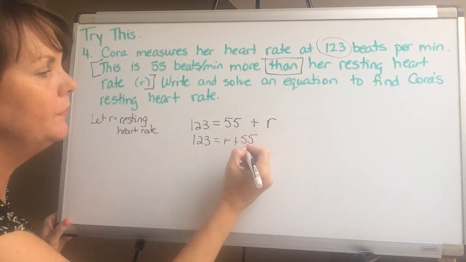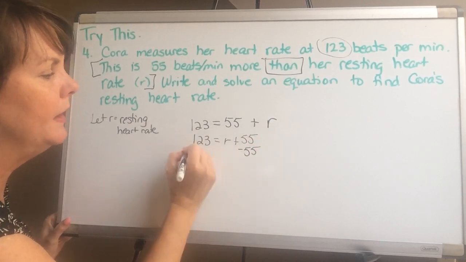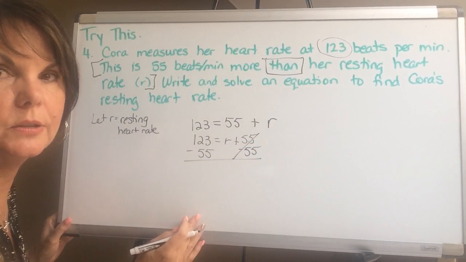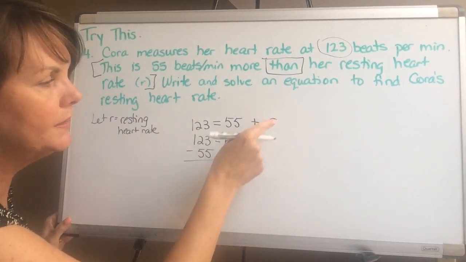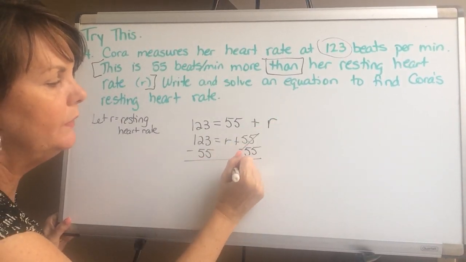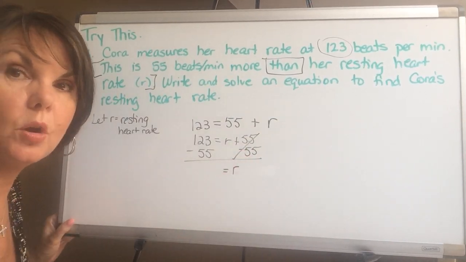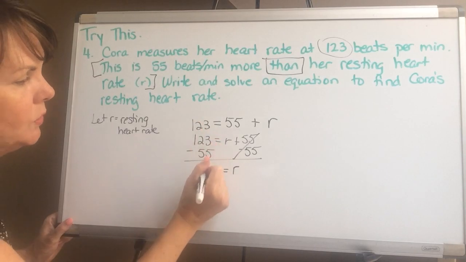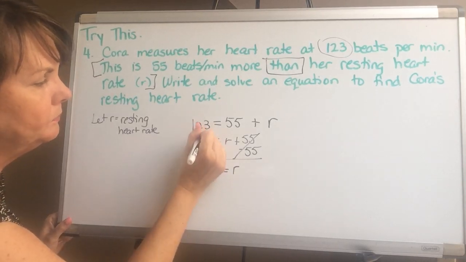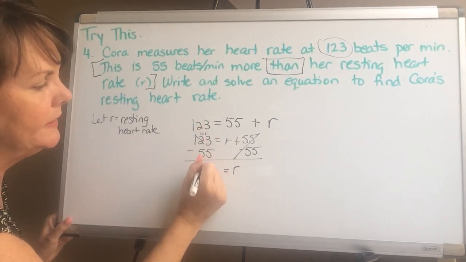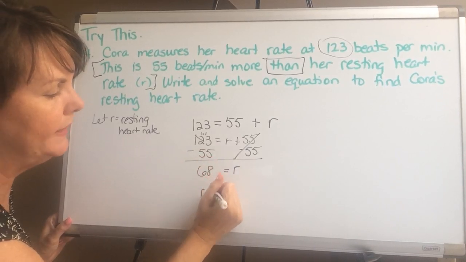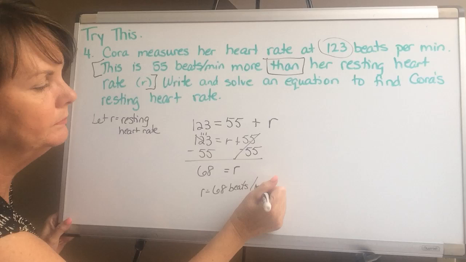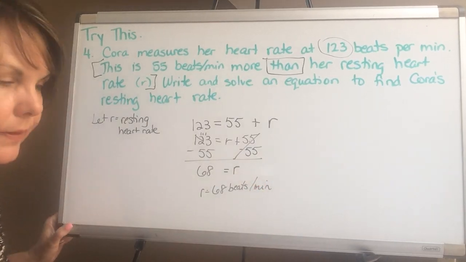The inverse of a positive 55 is a negative 55, and you do that to both sides and show me that it cancels. This line all the way across, this line going through, leaving you with the variable. Remember, that was our goal, to isolate the variable, and that leaves you with 123 minus 55 is 68, so the resting heart rate is 68 beats per minute. That's her resting heart rate.